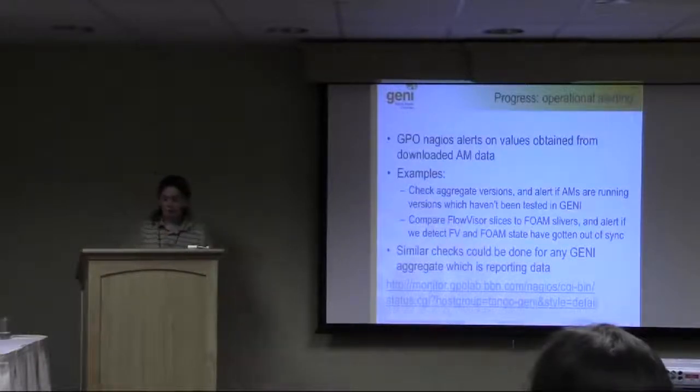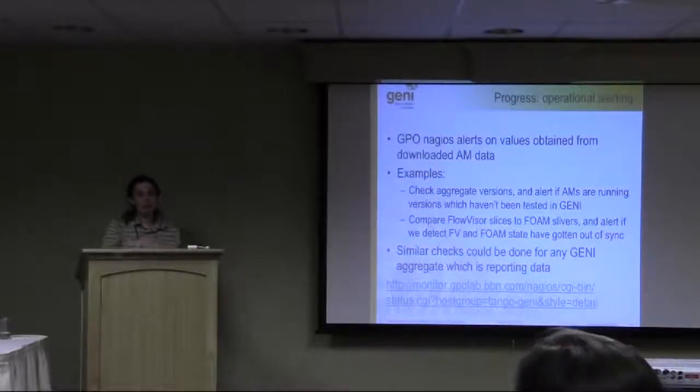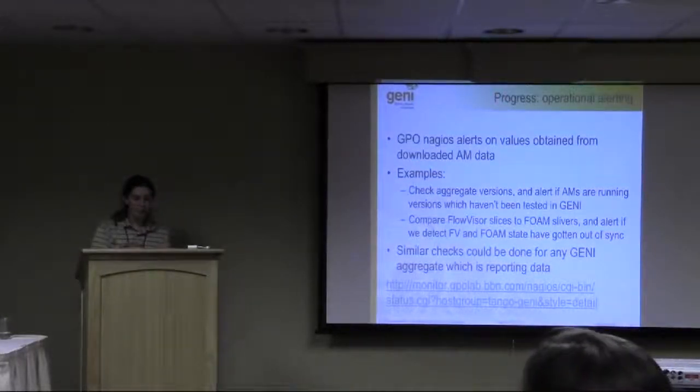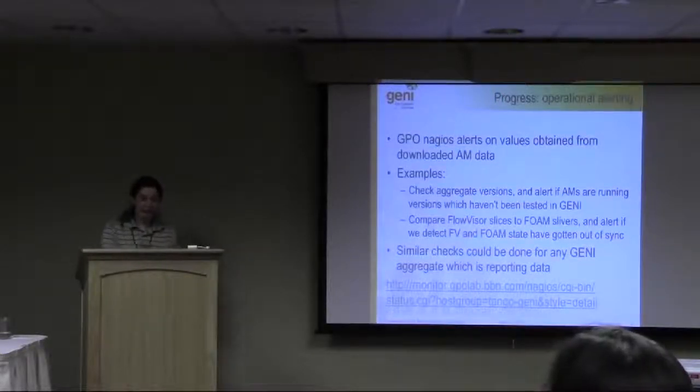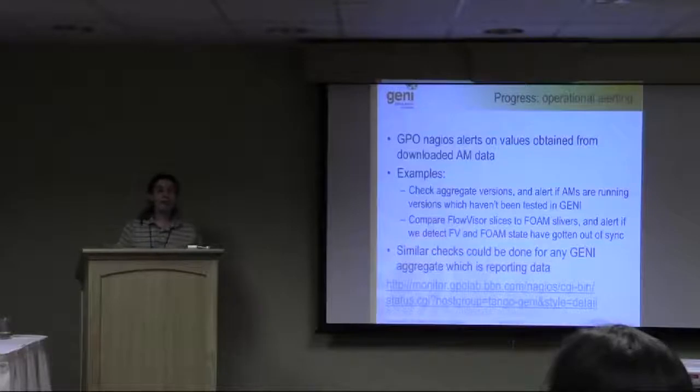And then another thing that we've done that has helped detect a bunch of outages or issues in the mesoscale is we look at FOAM, the aggregate that sits in front of FlowVisor to serve OpenFlow resources. We want to look at FlowVisor under the covers. It thinks that it has all of these slices, and FOAM thinks that it has GENI slivers. Ideally those things should match, but because of some sort of problem they might get out of sync, and that could be hard to detect by hand.